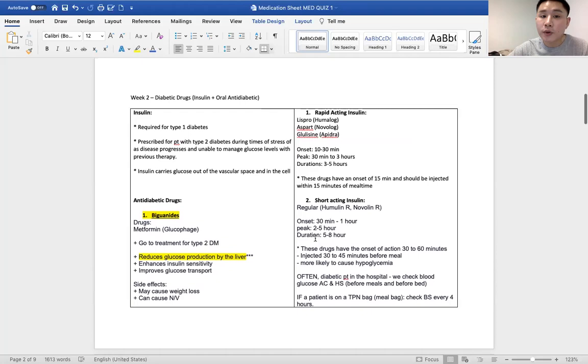All right, week 2, diabetic drugs, insulin and oral diabetic medications. So it is really important that we know that the oral diabetic medication is only given for type 2 diabetic patients. Patients with type 1 diabetes, we don't give oral medication, we only give them insulin.